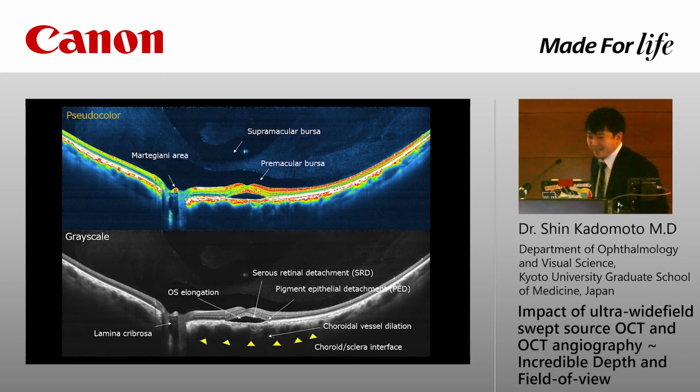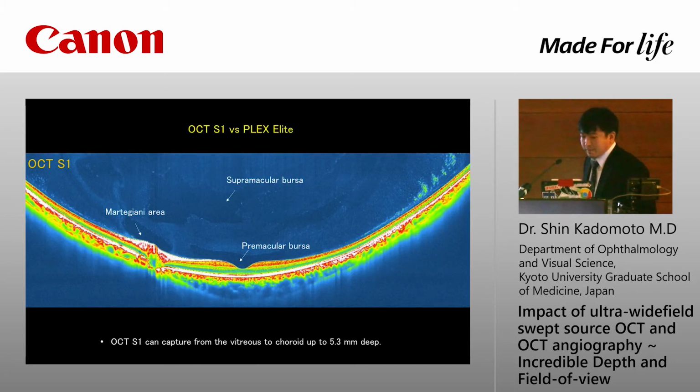Sorry. Here shows a central serous chorioretinopathy OCT B-scan. Now, OCT-S1 shows the structure of the vitreous and the choroid-scleral interface without changing focus. Swept source OCT can visualize ultra-wide vitreous and choroidal structures. OCT-S1 visualizes not only the retina but also the choroid.